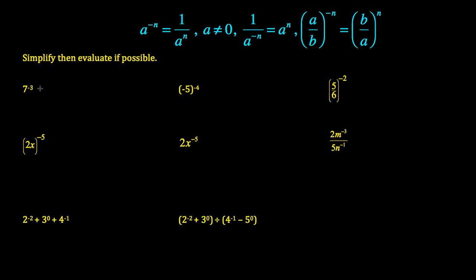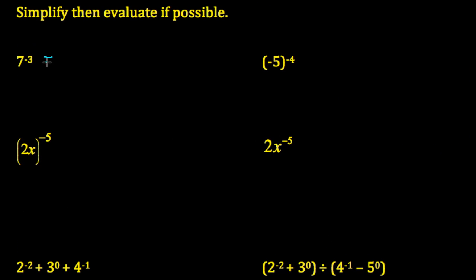Starting with 7 to the negative 3, the first thing that I will write is that that is 1 over 7 to the positive 3. Notice I did nothing to the base. I didn't make the base negative. I didn't change it in any way. I just made it 1 over 7 to the positive 3. 7 times 7 times 7 is 343. There we go. So we've evaluated that.